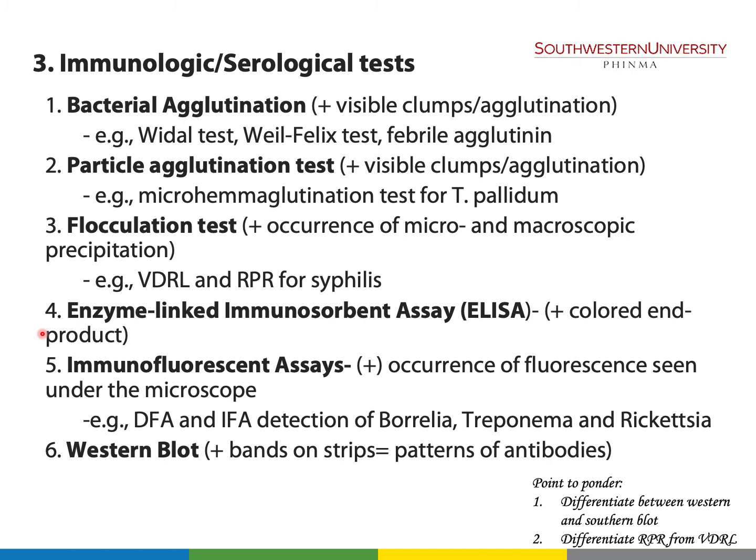And lastly, Western blot. Western blot is based on electrophoretic separation of bacterial proteins in different supporting media. So the supporting media are your agarose gel and your polyacrylamide gel. Positive results are bands on strips or patterns of antibodies. So Western blot is a confirmatory test for HIV diagnosis.